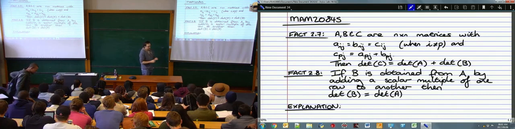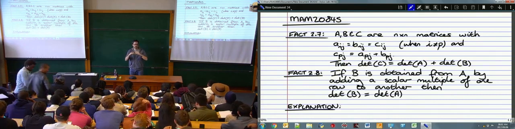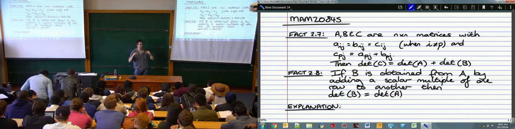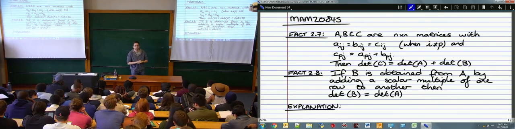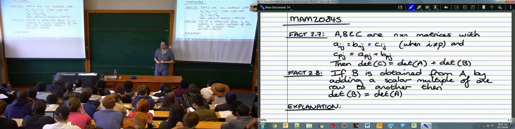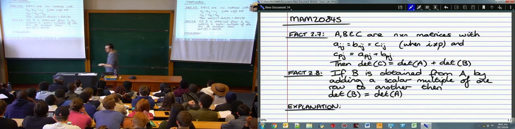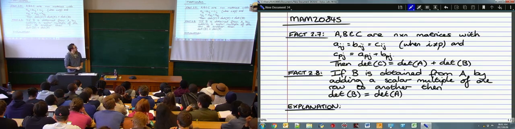So this is the last thing. If you take the last elementary row operation, which is that you take a scalar multiple of one row and you add it to another row, the claim is that it doesn't change the value of the determinant at all, and we'll see why. It's going to rely on 2.7. So let's just write up a little bit about this.